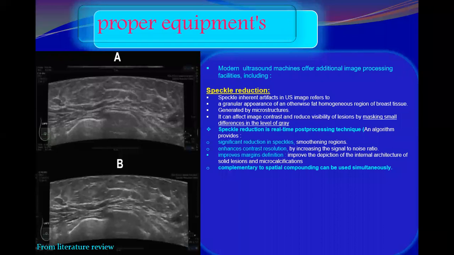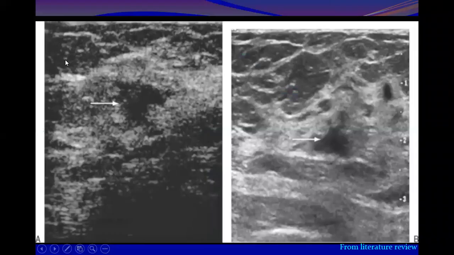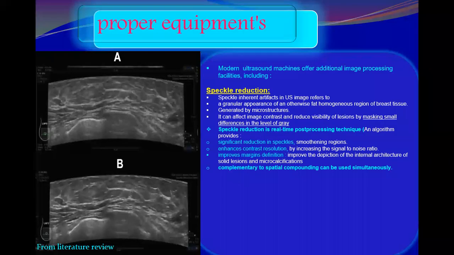It is generated by microstructures showing this grainy appearance. It can affect the contrast and reduce visibility of the lesions. As you have seen here, it will be difficult to characterize or to pick up lesions, not like in this image. So the speckles will affect the interpretation of the image and the visualization of the lesion. It will mask small differences in the level of gray.